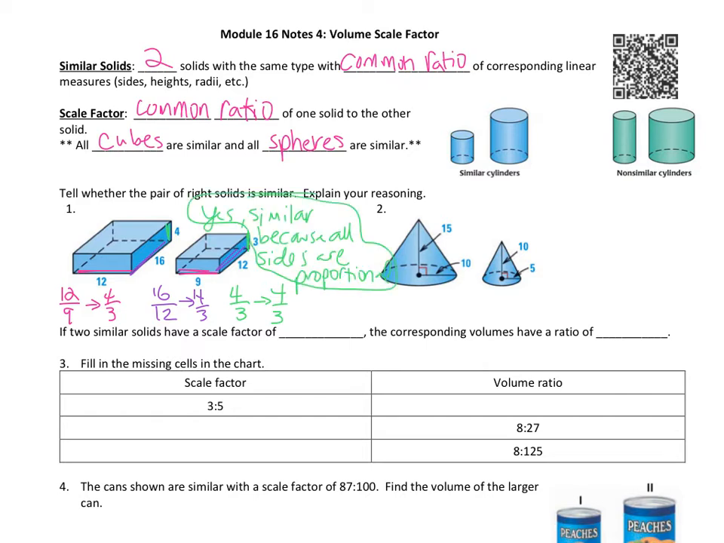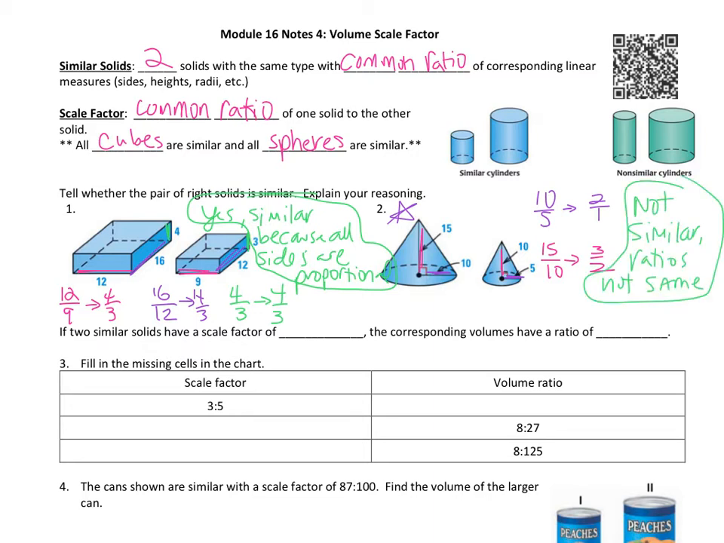Now on number 2, I want you to do this yourself. Pair up your radius with each other, and then also pair up the heights with each other and compare those ratios and see if they are identical. If you paired them up like so, we get 2 over 1, and then 15 over 10 becomes 3 over 2. Since the sides are not the same ratio, these are not similar to each other.